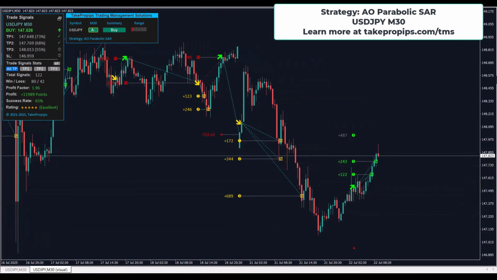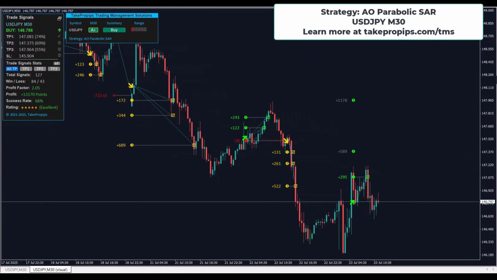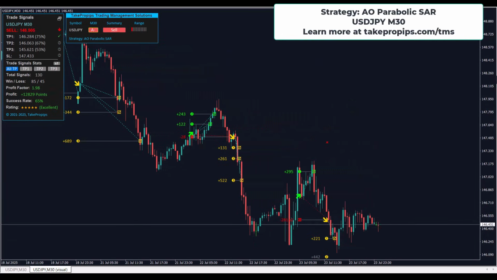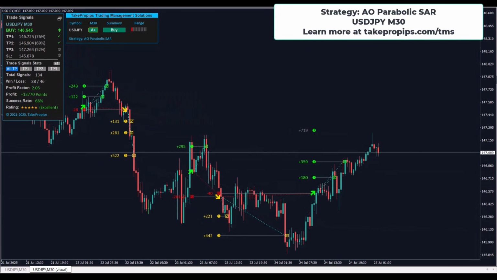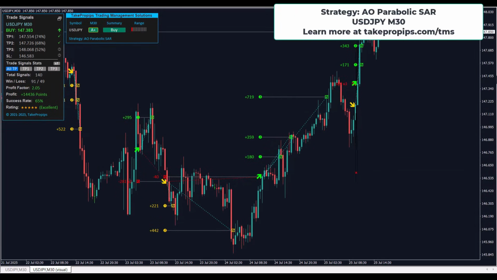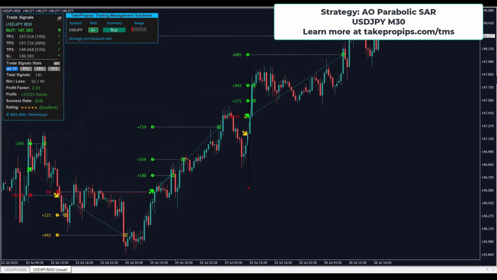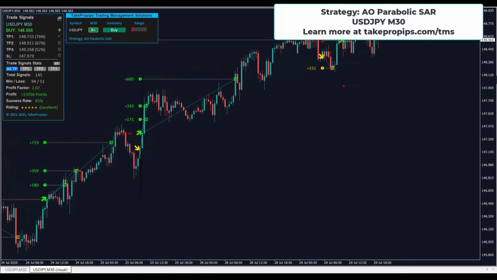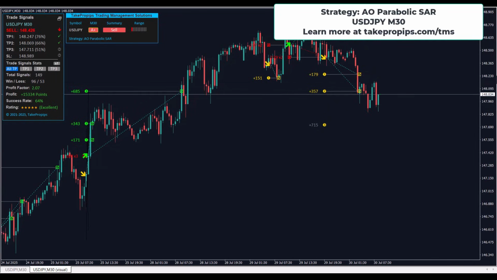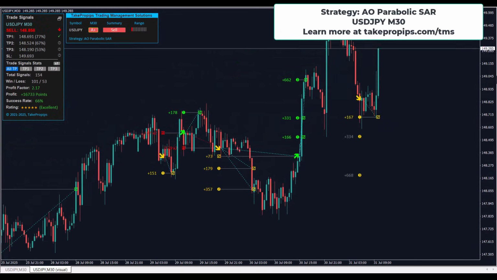market setups. What makes this strategy interesting on USDJPY M30 is that this pair often shows clean intraday trends, and the 30-minute time frame gives a solid balance between noise and structure. The combination of momentum shift from AO and trend confirmation from Parabolic SAR helps avoid random entries and instead focuses on continuation moves in trending conditions.